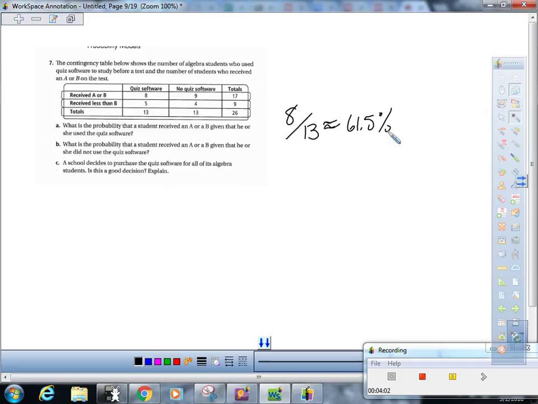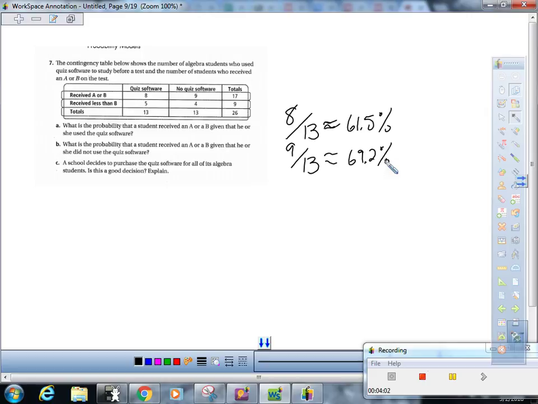What is the probability that a student received an A or B given that he or she did not use the quiz software? How many people did not use the quiz software? 13. How many received an A or a B? 9. So that's about 69.2%.